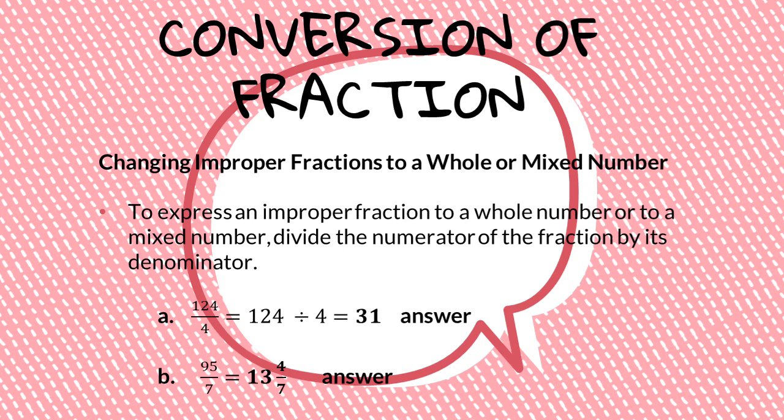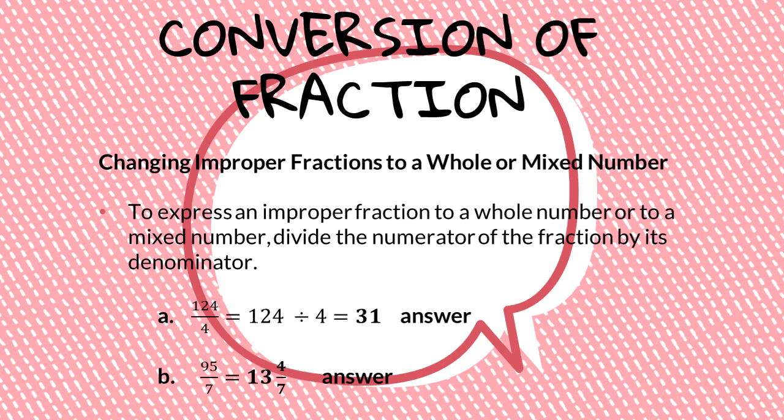So, for example, class, letter A, 124 divide 4 is equal 31. So, ibig sabihin, ang sagot po natin dyan ay 31. So, yan po yung ating changing improper fraction to a whole or mixed number. Another, 95/7. So, ito class, kung mapapansin nyo po, sa inyong palagay, madidivide nyo po ba kaagad yan?